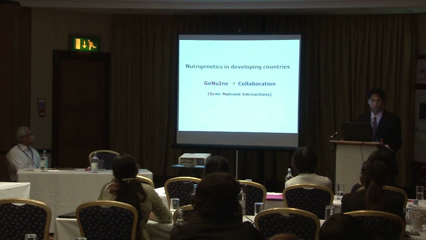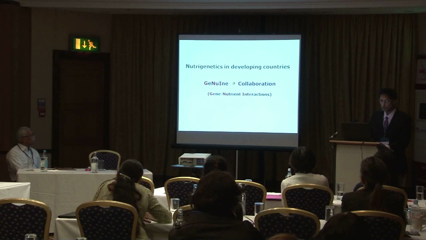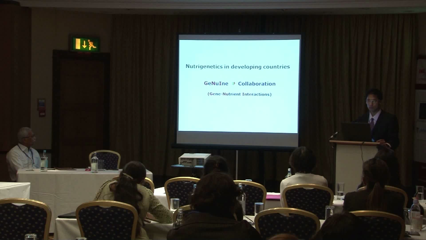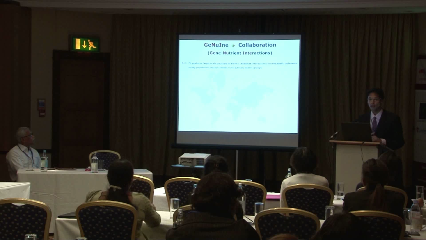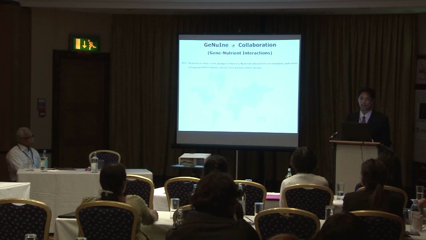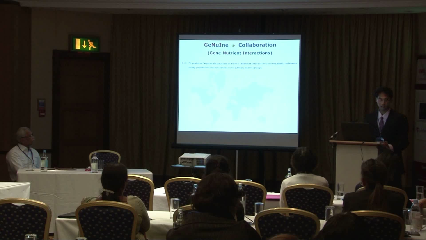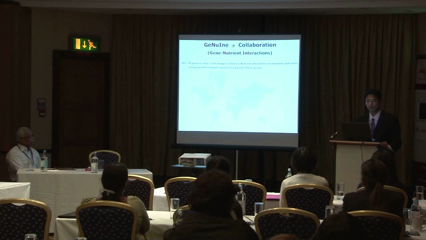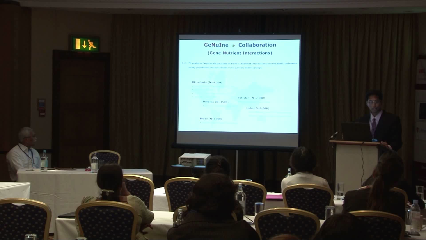So going on to the last part of my talk, which is about implementing nutrigenetic analysis in developing countries. So this is about the GeNuIne collaboration. GeNuIne stands for the gene-nutrient interactions. The main objective of this collaboration is to perform large-scale analysis of gene-nutrient interactions on metabolic outcomes using population-based studies from various ethnic groups. So I'm currently developing these nutrigenetic analyses in different populations such as India, Pakistan, Morocco, Brazil, in addition to the ongoing nutrigenetic analysis in the UK population.